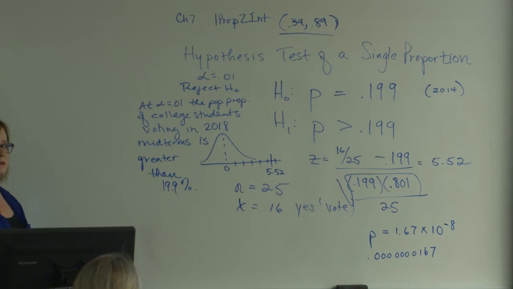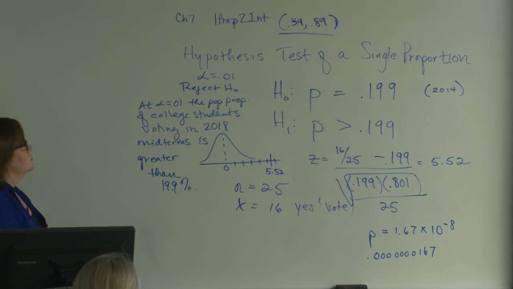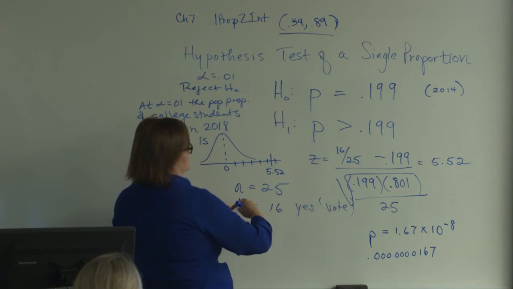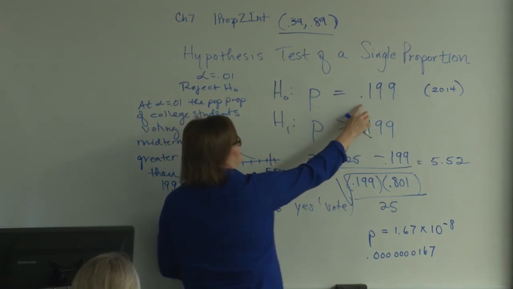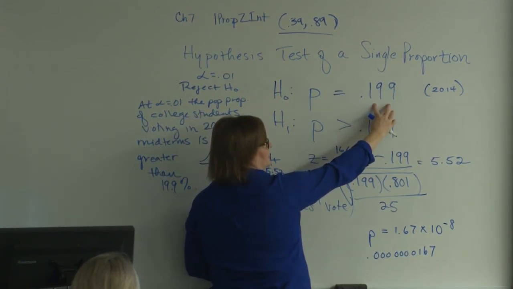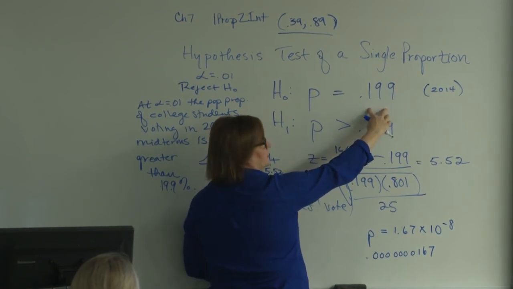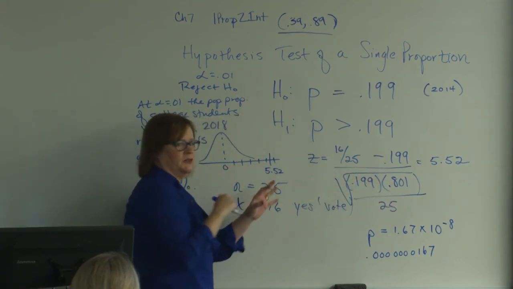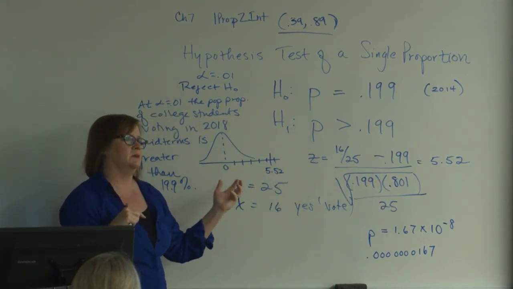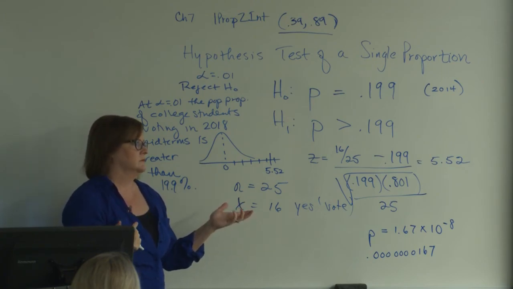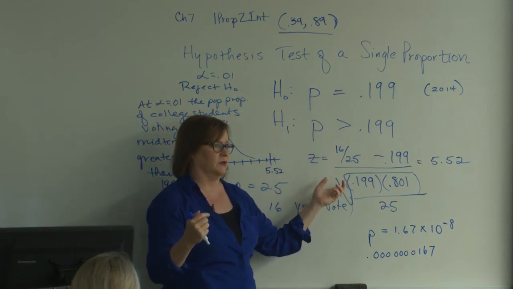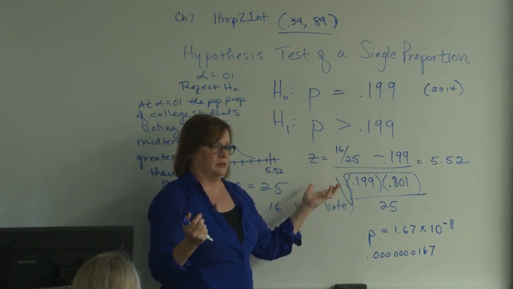What does it mean when we reject the null? So that means that you have enough evidence from your sample to say, you know what, that 19.9, that's not where we're at now. That might have been where we were in 2014, but ours is so rare. So when you're figuring out the test stat, you're saying, what if that 19.9 is right? And then we just happen to get a sample of 16 out of 25 that are voting. Maybe that's not such a big deal.